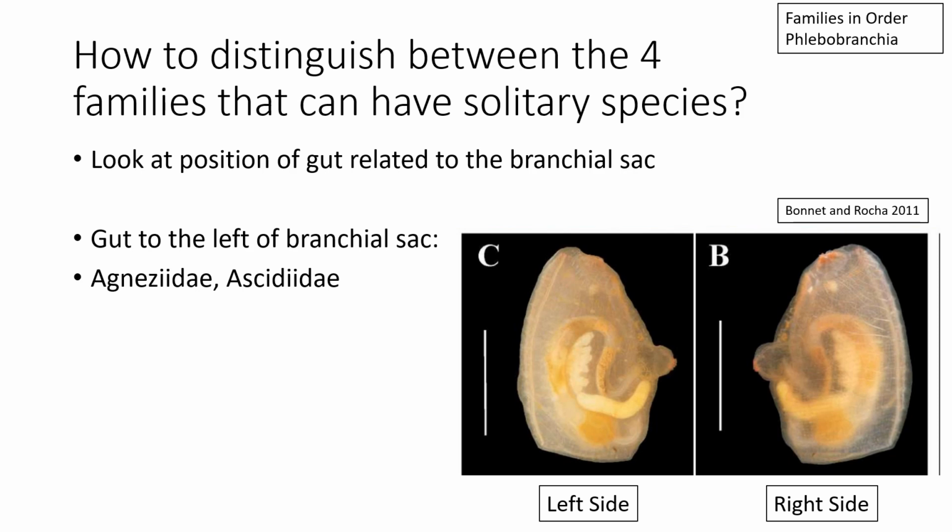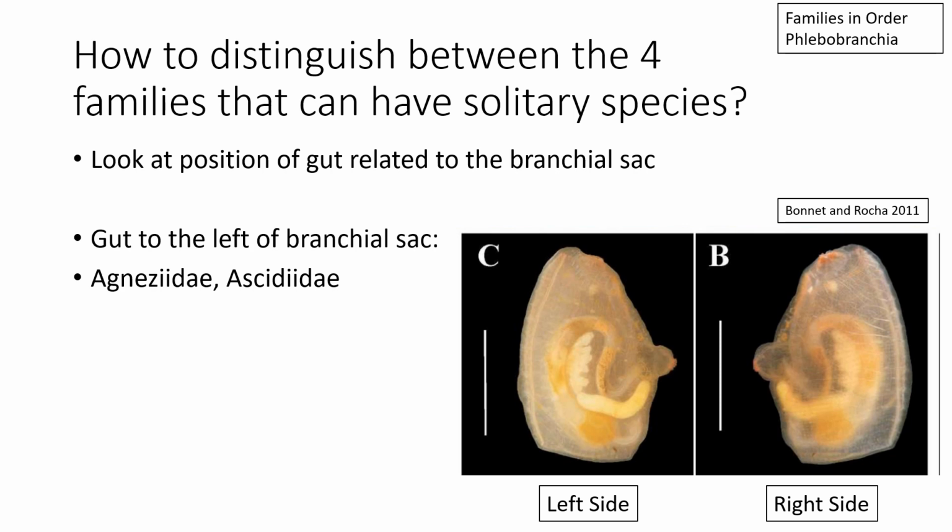So if you think of the dorsal side as the back and the ventral side as the stomach, then in photograph C we are looking at the left side of the animal. And we are looking straight on at the gut. The first thing that we see right on the other side of that body wall is the gut, and then the branchial sac is behind it in our view. So in this particular photograph, the gut is to the left of the branchial sac in this animal.